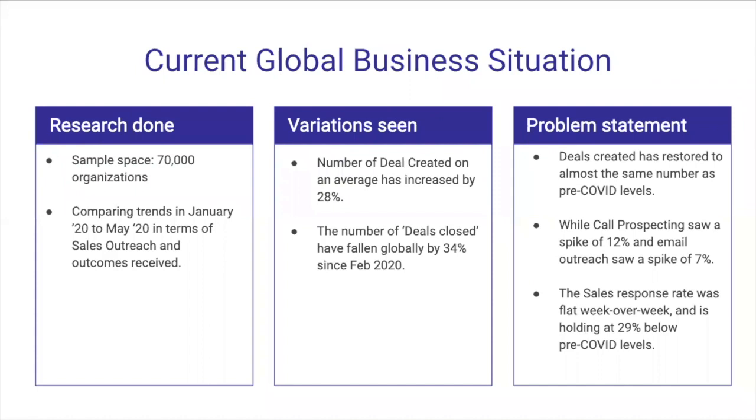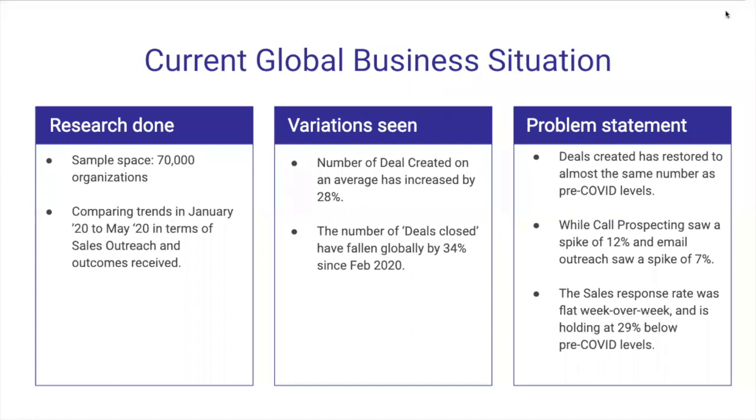The variation we've seen is that the number of deals created on average has increased by 28% globally. Let's decode this. If there were 100 deals being created before January, now there are 28% more, so let's say 128. But what we've seen is that the number of deals closed has fallen globally by 34%.